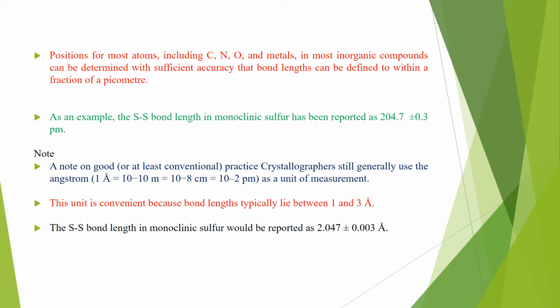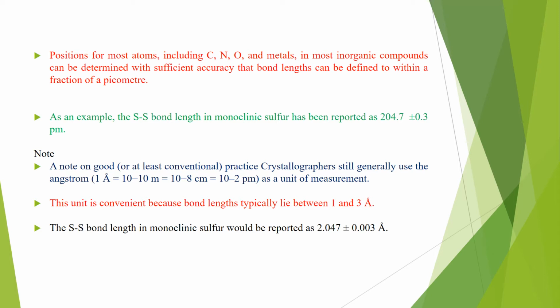The positions of most atoms, including carbon, nitrogen and oxygen, and metals in most inorganic compounds can be determined with sufficient accuracy that bond length can be defined to within a fraction of a picometer. As an example, the sulfur-sulfur bond length in monoclinic sulfur has been reported as 204.7 plus minus 0.3 picometer.